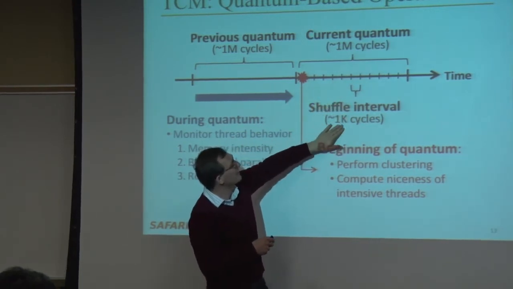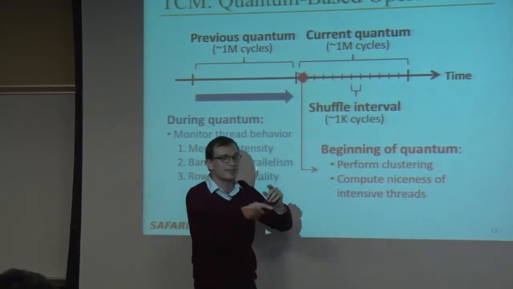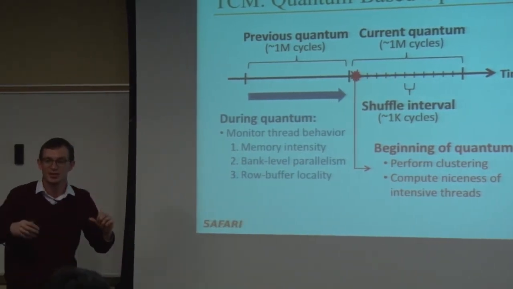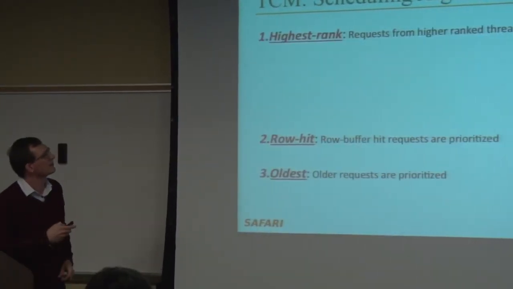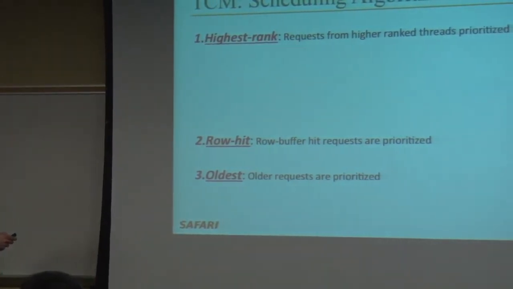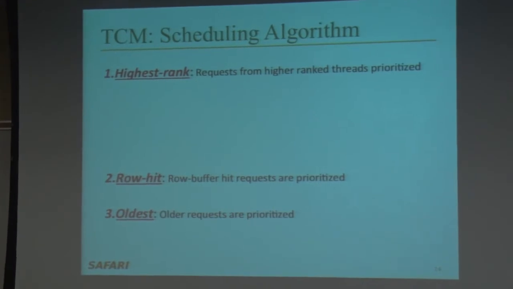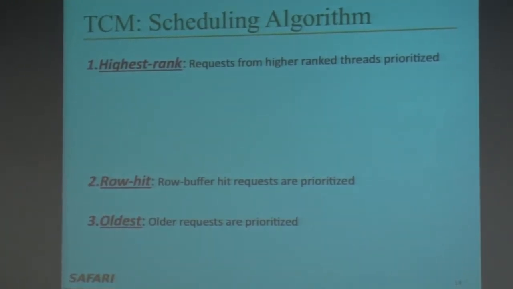So very fine grain. At very fine grain, every 1,000 cycles, you have a different ranking, such that these big threads that demand a lot from memory don't destroy each other's performance. OK? And that's the scheduling algorithm. Every scheduling algorithm is this prioritization order, as we discussed earlier. And the prioritization order looks like this.